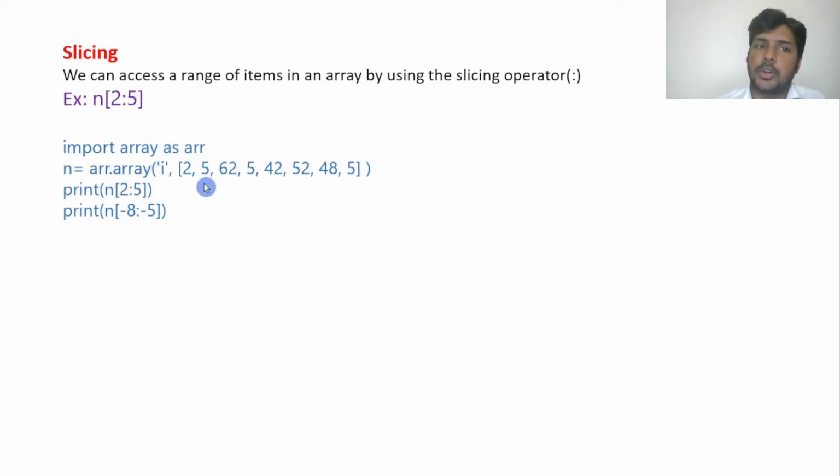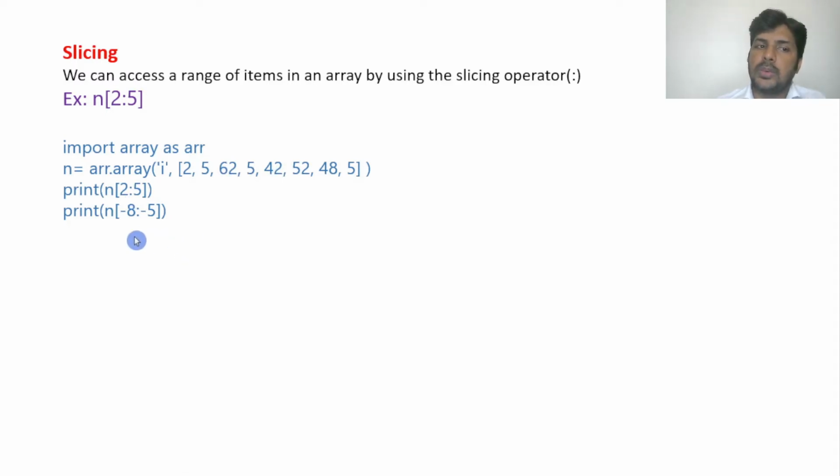For example, you can see here 0, 1, 2, this is the array, right? From 2, I want to print till 4. So what I will do, I will write 5. If I want to print till 4, I have to write 5. So 2, 3, 4, I want to print 62, 5, 42. So I'll just say 2 colon 5.